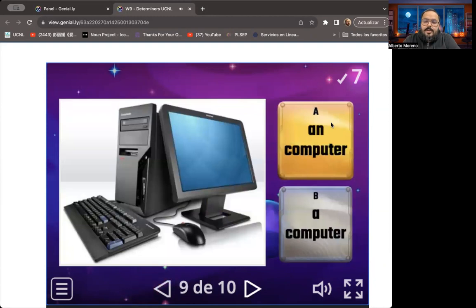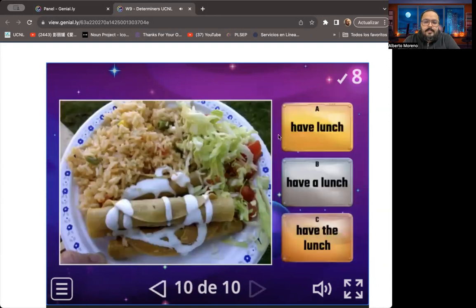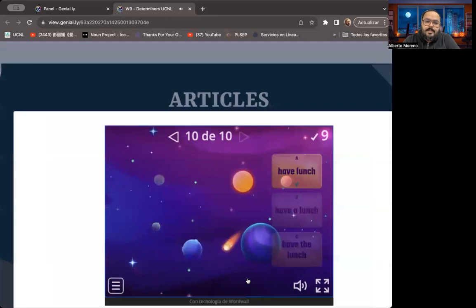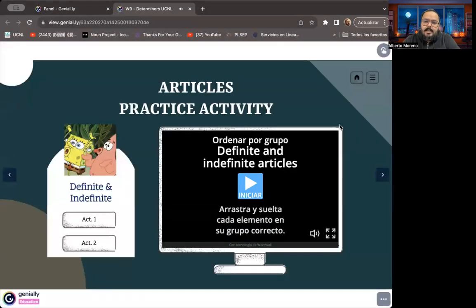Next, a computer or an computer? A computer. Okay. Have lunch, have a lunch, or have the lunch? Have lunch. Very good. Excellent. That's it.